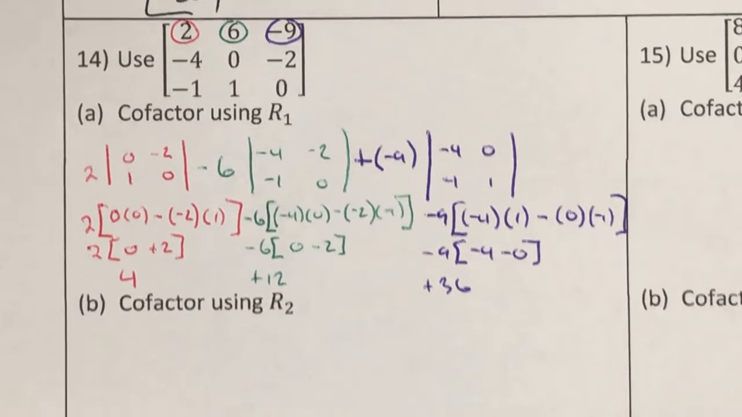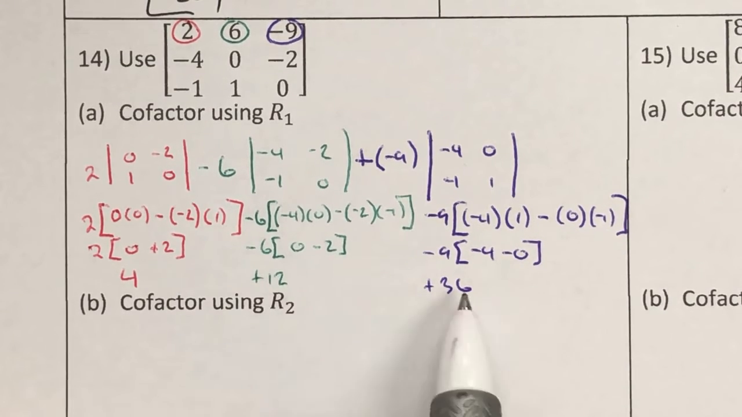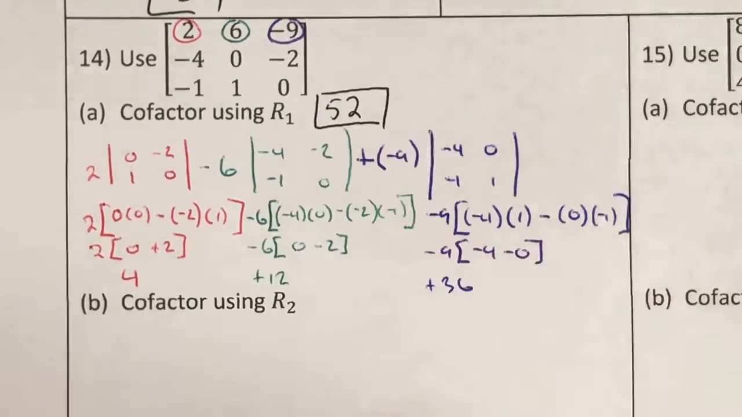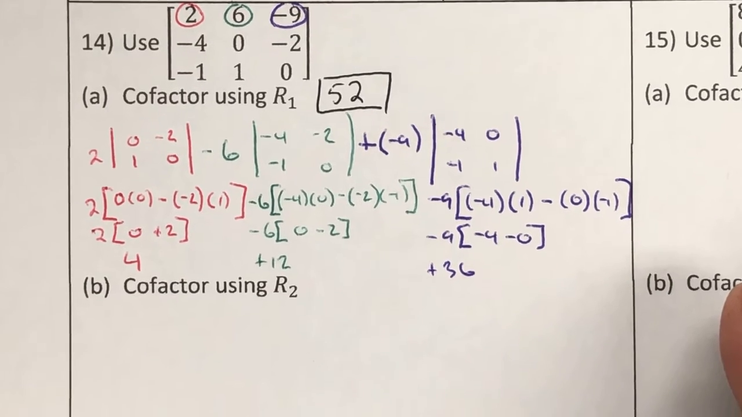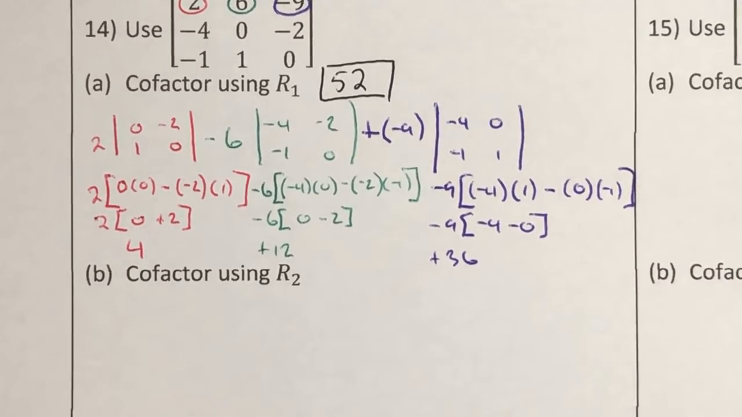So the cofactor using row 1 is going to be 4 plus 12 plus 36. That's going to be 48, 52. So cofactor using row 1 is 52. Now, if we cofactor using the second row, zoom out just a bit so we can see more of this.